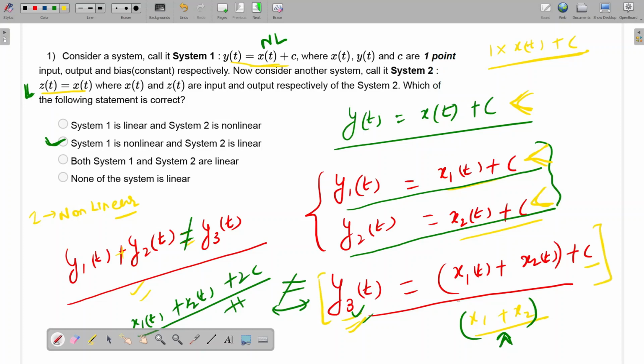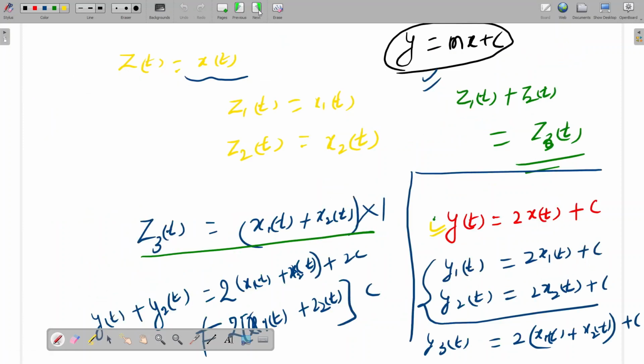So y3 of t means whatever the transformation is here, the same kind of thing will be applied to x1 plus x2. Coming to another question, like 2x of t plus c. Y1 of t is equal to 2 x1 plus c, y2 of t is equal to 2 x2 plus c. And y3 of t will be equal to 2 into x1 of t plus x2 of t plus c. So what am I doing? I am just applying the same transformation given here to x1 plus x2. Okay, is it clear now?